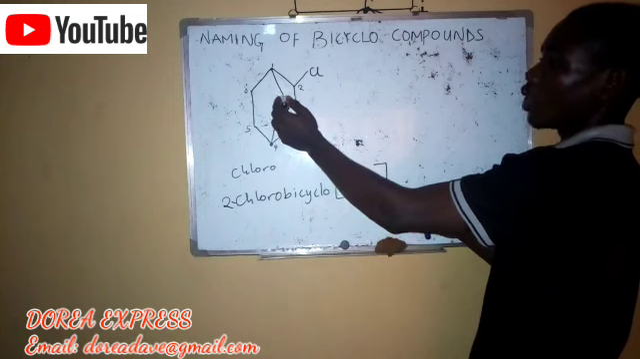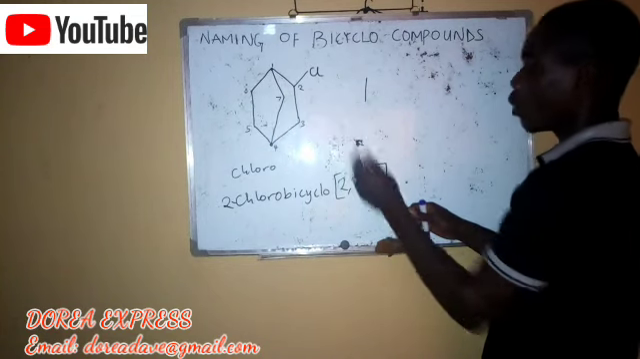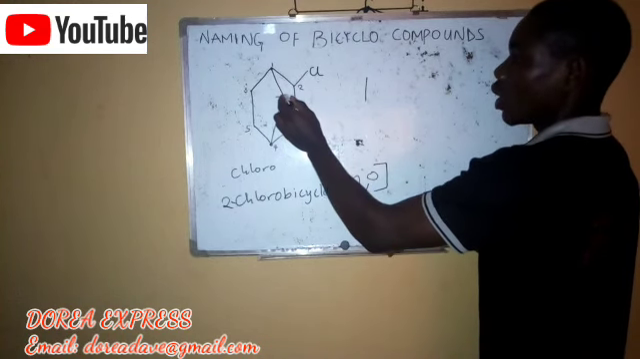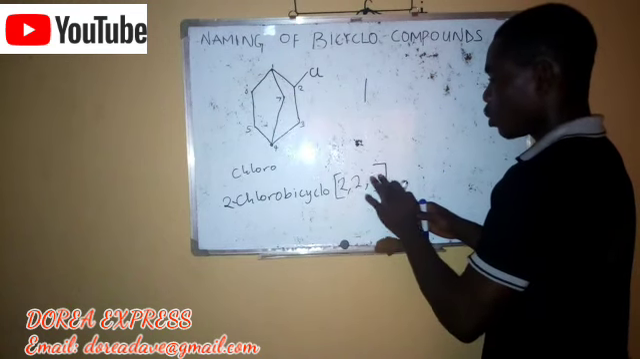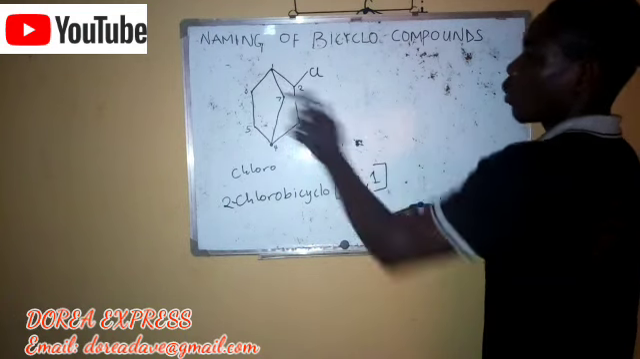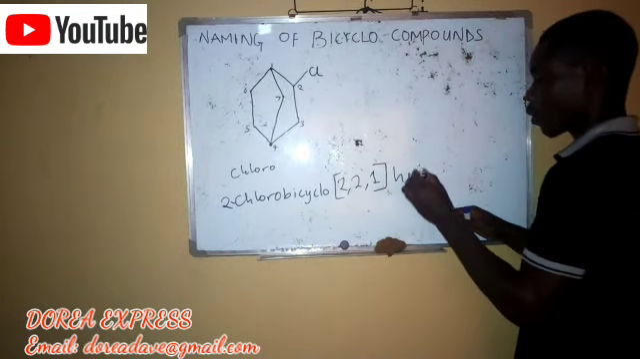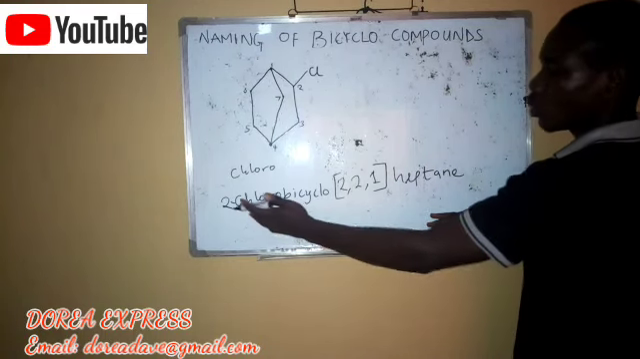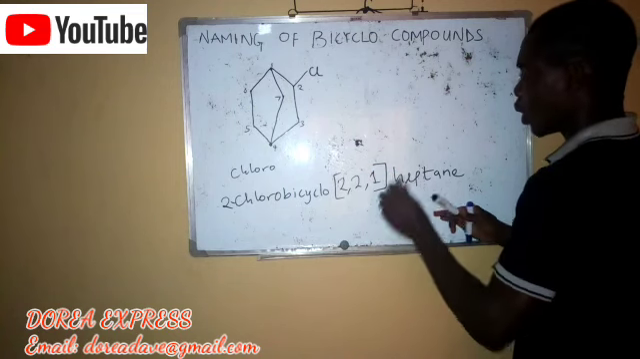If there is no carbon in the head bridge, if you just see a straight line like this, meaning there is no carbon, we'll just put 0 here. But since it is bent, it simply means there is a carbon here. So in this place we have 1. And we have a total of 7 carbons, which is what? Heptane. So the name of this compound is 2-chloro bicyclo 2,2,1 heptane. So let's look at another example.